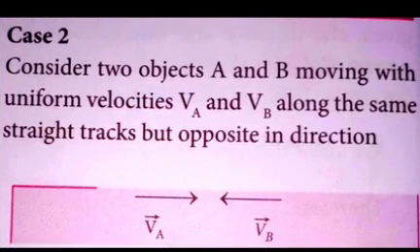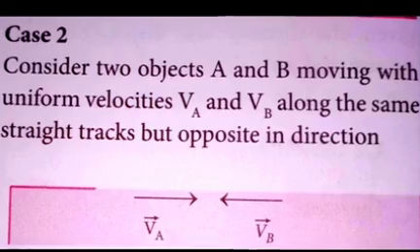Students, next special case 2. Now consider the same two objects A and B moving with uniform velocities. VA represents the velocity of object A and VB represents the velocity of object B. Now in this condition the two objects are moving in opposite directions. So we have to calculate the relative velocity between object A and object B.